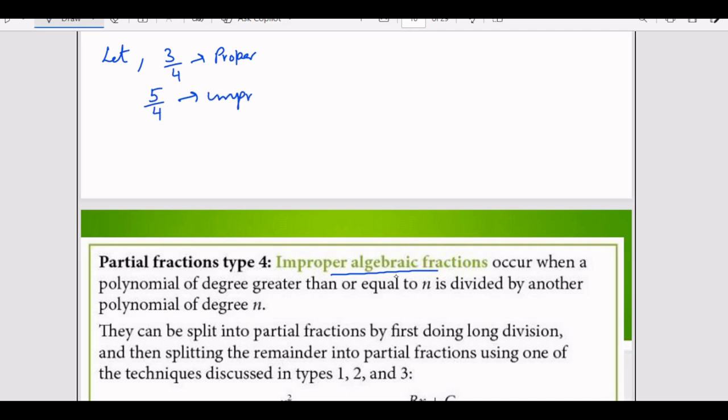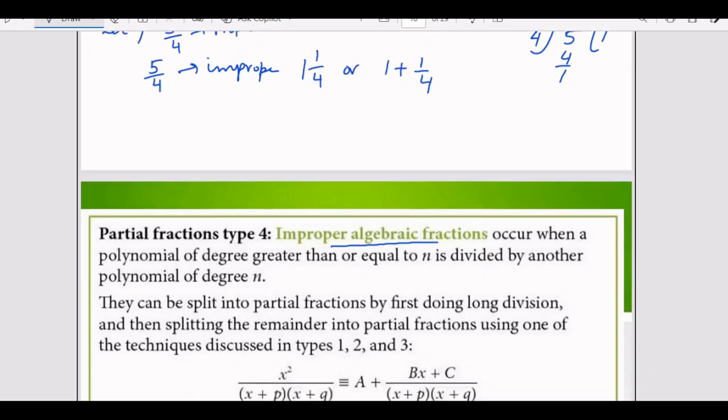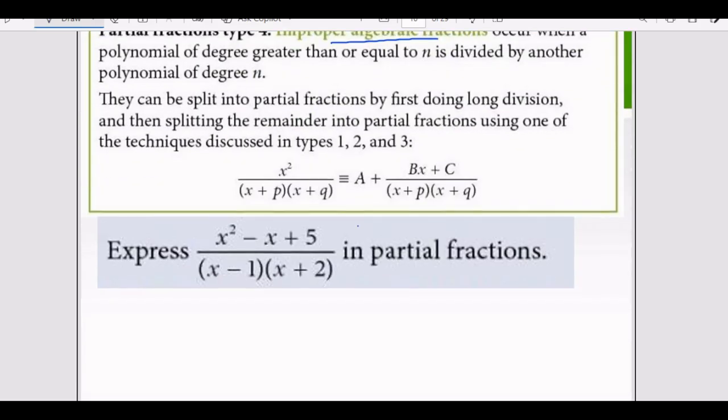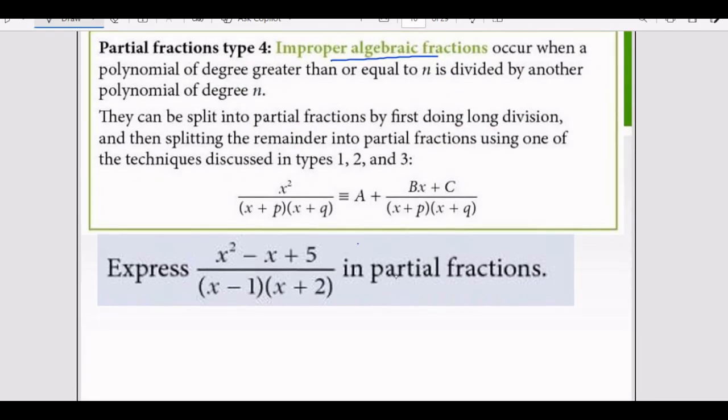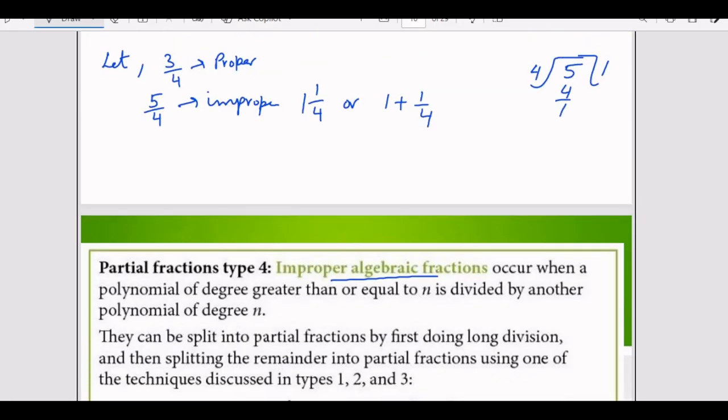How do we define this as improper? Because the numerator is greater than the denominator. So this can be written as, when you divide 5 by 4, we get 1 and a remainder of 1 over 4, so we write 1 plus 1 over 4. Similarly, we define improper algebraic fractions as follows, let me give you an example.